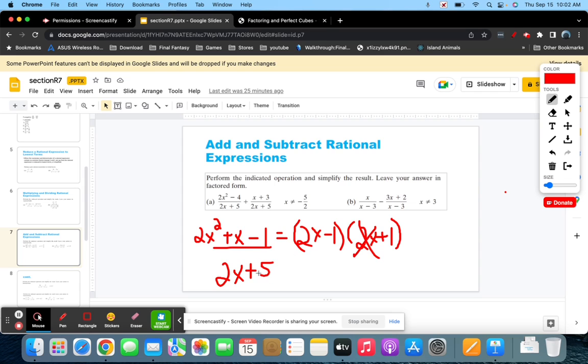There's nothing to combine it with on the denominator, because 2x plus 5, you really can't. There's nothing to cancel out the numerator. So I'd probably just leave it as 2x minus 1 times x plus 1 over 2x plus 5. Okay, nothing will factor out.